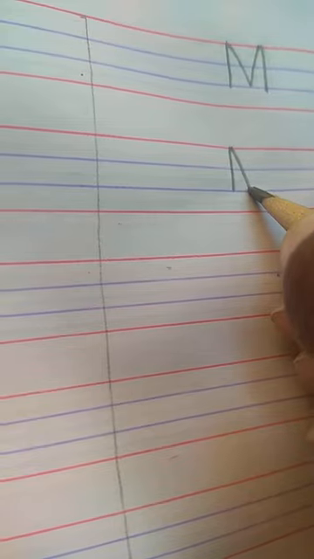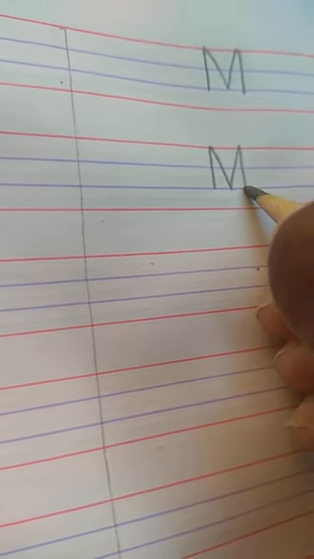Standing line, come back to this point. Slanting line, touch the second blue line. And then go up slanting, touch the red line and then come down, standing line. Standing line, slanting line, slanting line and then standing line.